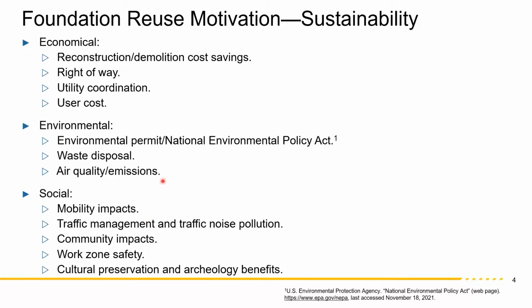Well, the motivation was well mentioned in the two previous presentations. The main one is economical because they get major savings in reconstruction and demolition costs. Now, in the bridge environment, you've got the right-of-way issues. Whenever you have a new alignment, especially in the urban corridors, that's very costly. Utility coordination and user cost is substantial because foundation reuse is accelerated construction, so you have savings in time, and the impact on community is extensive.